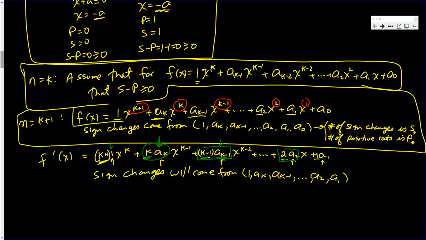2 is positive. When you times it by a sub 2, whether it's positive or negative, is going to come from the sign of a sub 2. Same thing with a sub 1. Okay. So that's why I say the sign changes in f prime are going to come from that list of numbers.